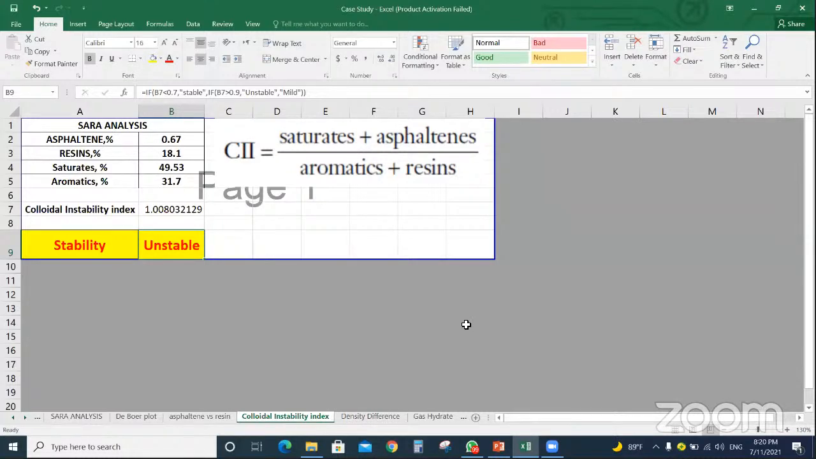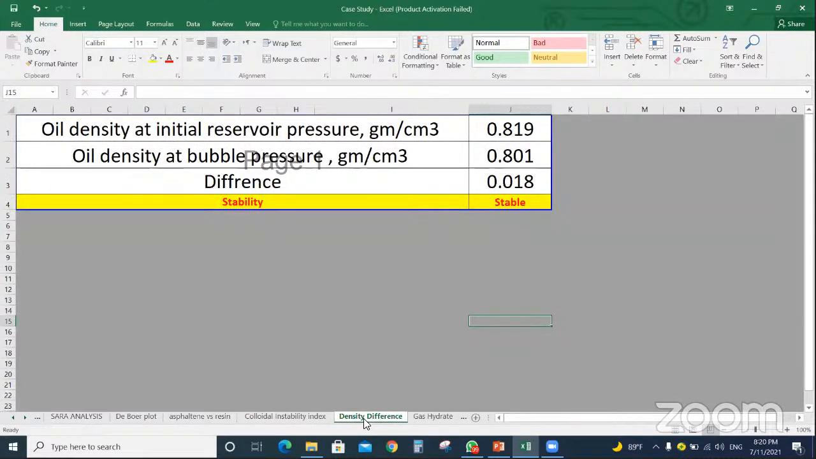So we will go for the fourth screening criterion. It is the density difference. We have the density at the initial reservoir pressure and the oil density at the bubble point, and we have the difference. The rule for the density difference is that if the difference is more than 0.025, we will have an unstable environment for asphaltene deposition. But if the difference is less than 0.025, we will have a stable environment for asphaltene deposition, as in the case here. So we have a stable environment for asphaltene deposition.